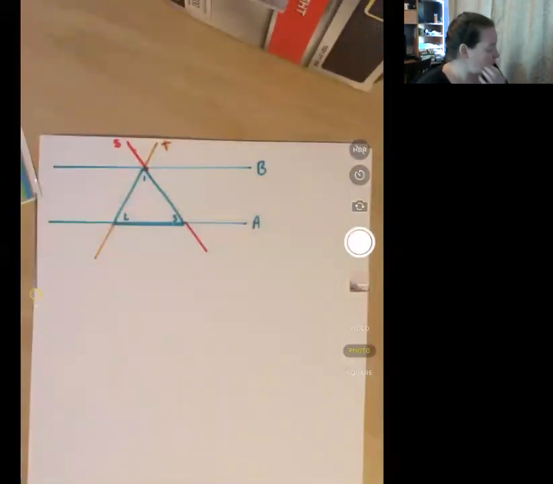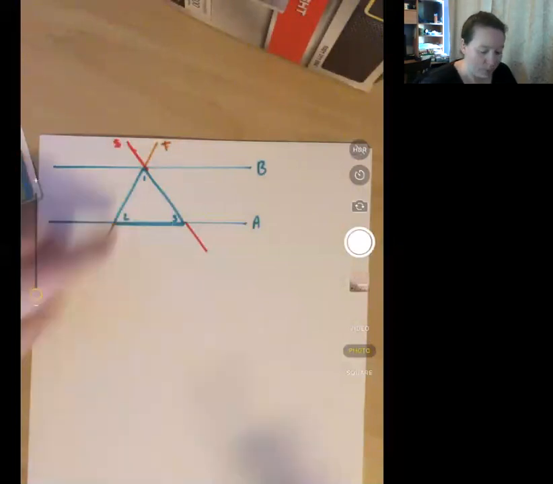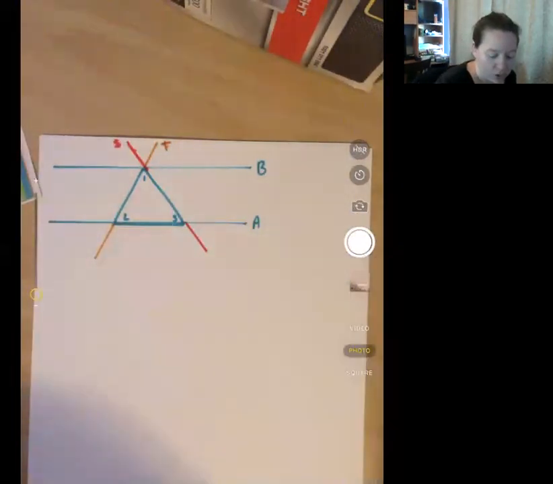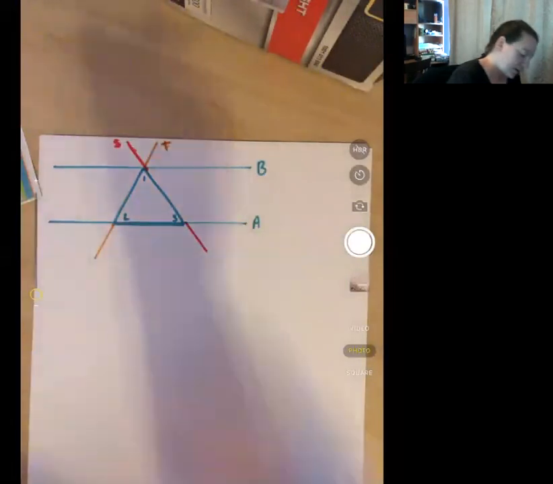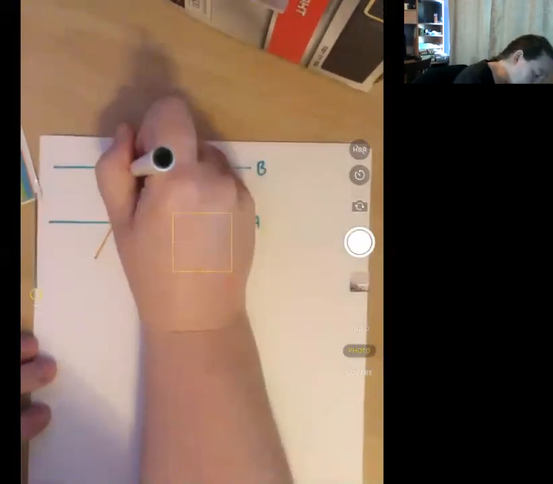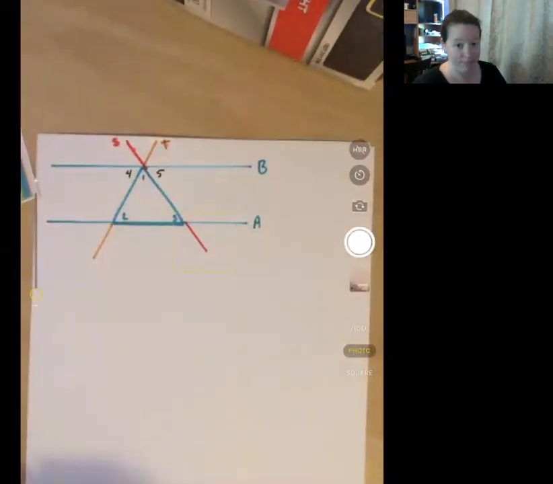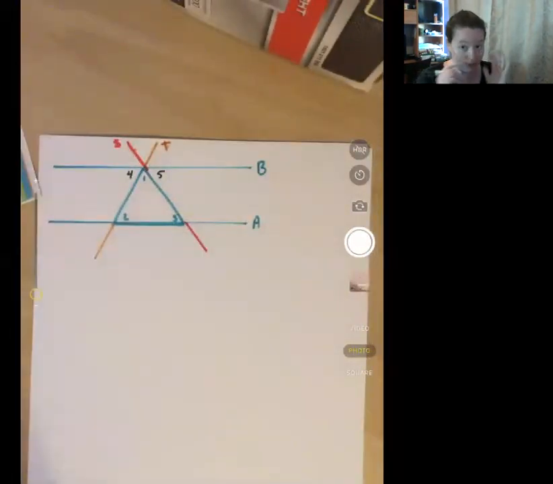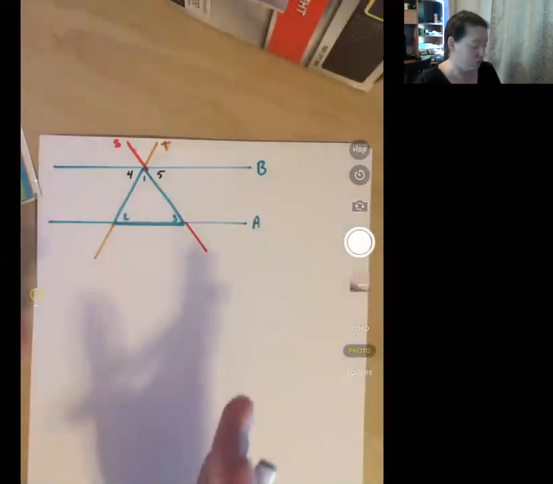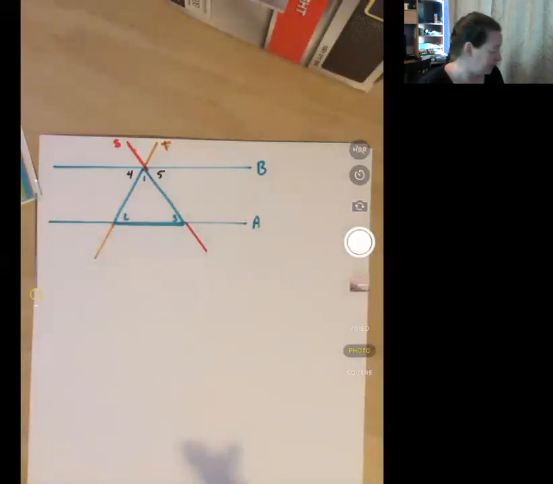So we are then supposed to label these angles, which are in here, as angle 4 and angle 5. That's our next step, angle 4 and angle 5. You with me so far? We have this monstrosity going on. You can also see it inside your book.